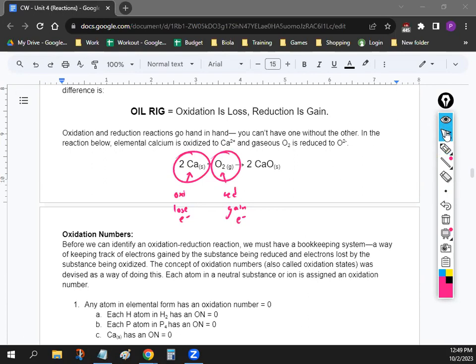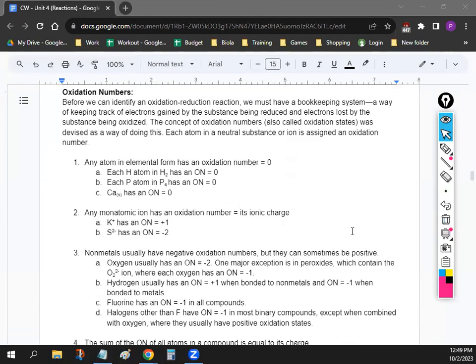Now, the way that we're going to find out which one gets oxidized and which one gets reduced is we need to calculate something called an oxidation number. As you can see, there are a lot of rules, and yes, you need to remember these rules. But it's not as bad as it seems. We're going to go through them one by one, but if you have any questions, let me know, because I can empathize. I hate redox. Unfortunately, it's a big part of the test. So there are a couple of rules.